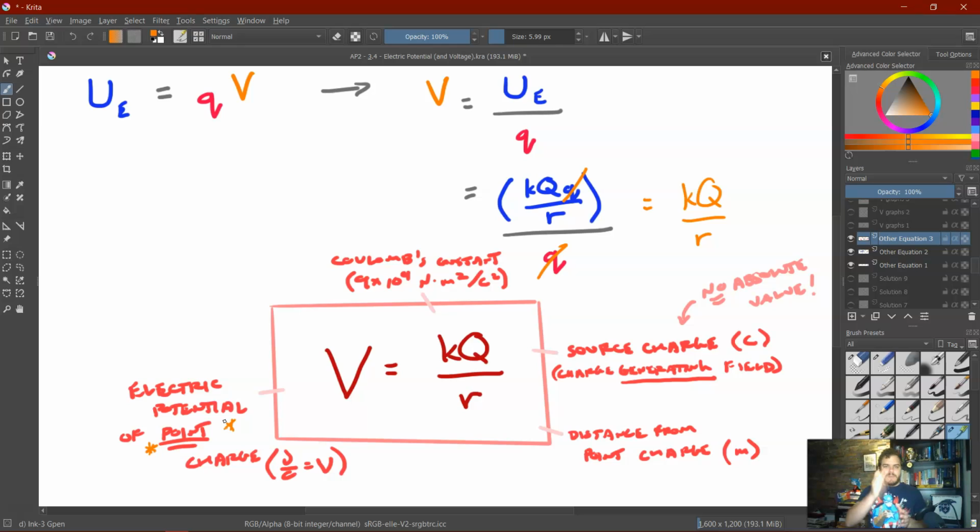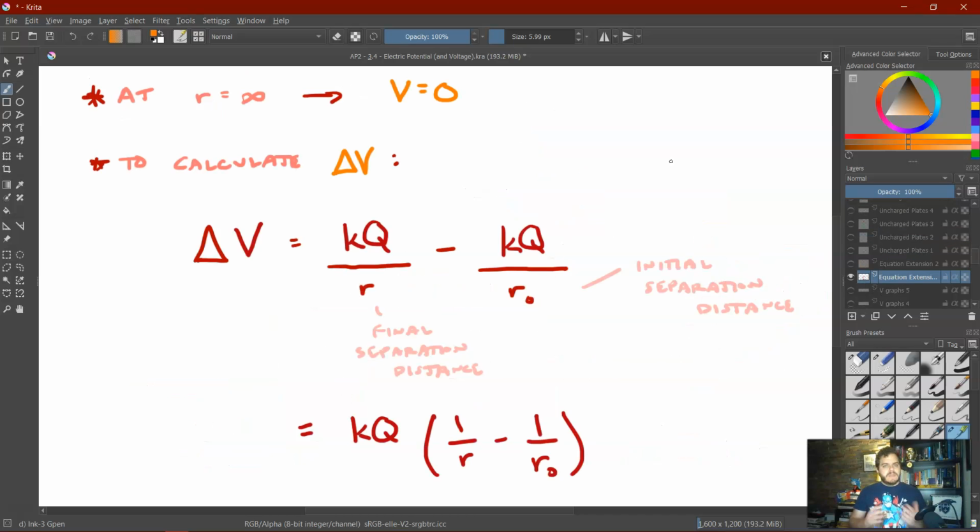That doesn't mean it's like a plate of charge or anything like that. It's just a single isolated charge. But that electric potential of that point charge, which is in joules per coulomb or volts, is simply equal to Coulomb's constant times the source charge, that is the charge generating the field, over the distance from that point charge. Now, real careful, as I noted here, just like electric potential energy, don't use an absolute value here. Because if I have a positive source charge, that would be a positive over a positive, so you're going to get a positive electric potential. Makes sense. If we use a negative point charge, you're going to get a positive times a negative over a positive. That will generate a negative electric potential.